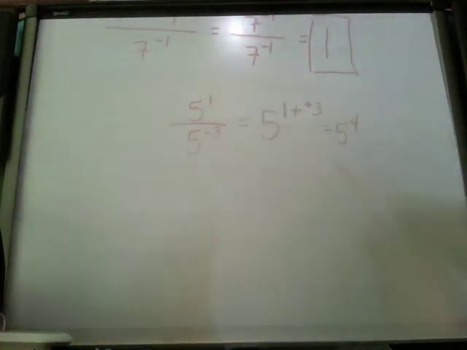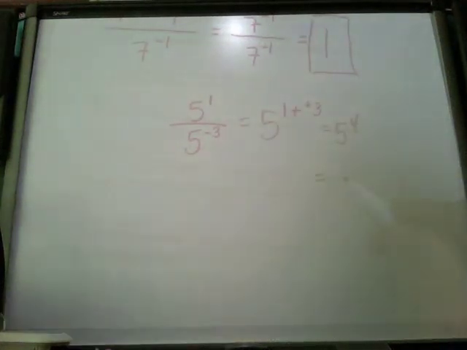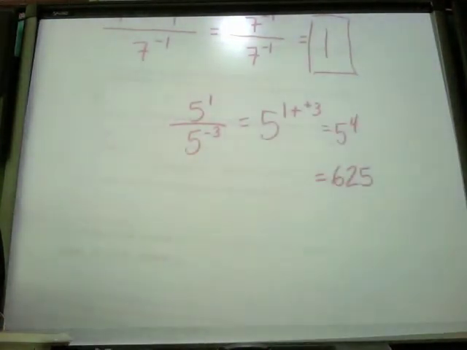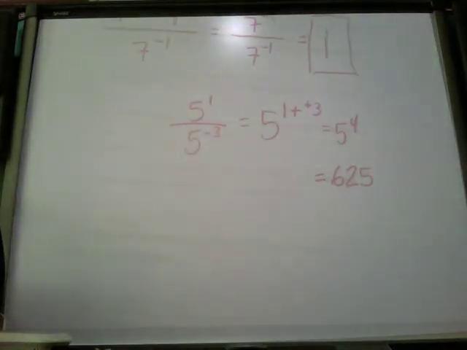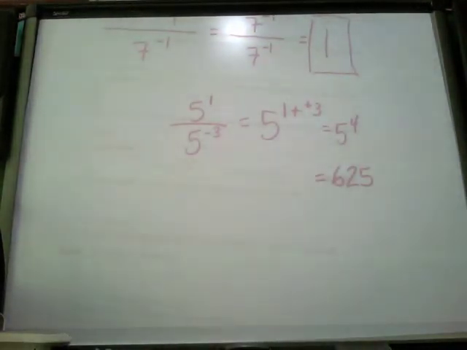If you just have a number, I do want you to multiply it out and get me a final answer. 5 times 5 times 5 times 5, you can use your calculator, 625. So again, if you divide the same base, you subtract the exponents, and just make sure your subtraction is different than your negative. That's it. Just practicing with negative exponents today.